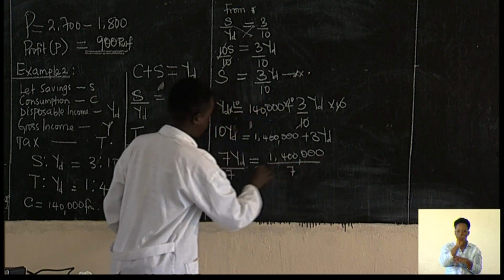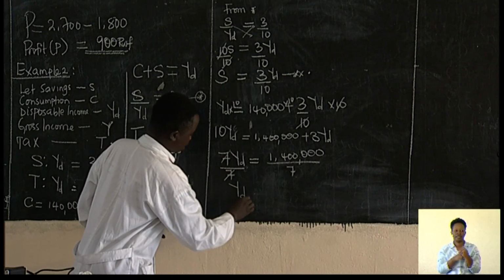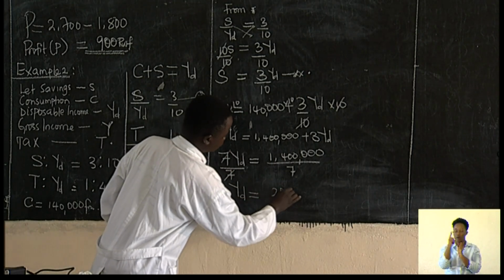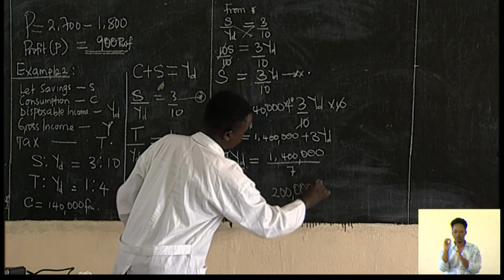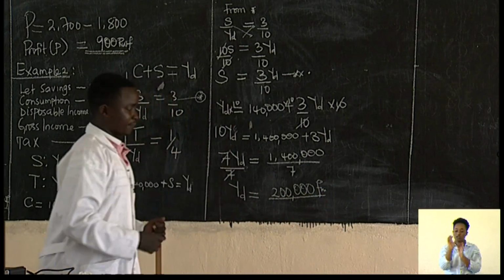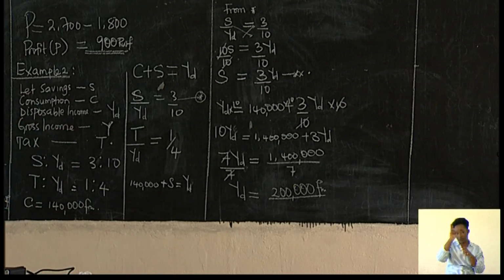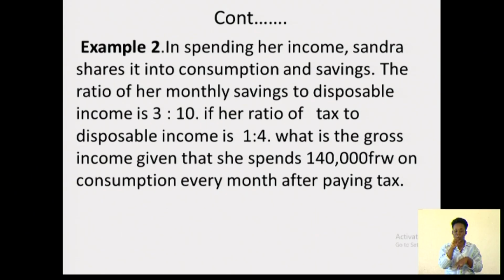If you divide by 7, we shall have our disposable income equaling 200,000 francs. This is our disposable income. But remember, we need the gross income. Gross income is the income when you have not subtracted expenses like direct taxes. So what will be our gross income? Our gross income will be equal to this disposable income plus the taxes.